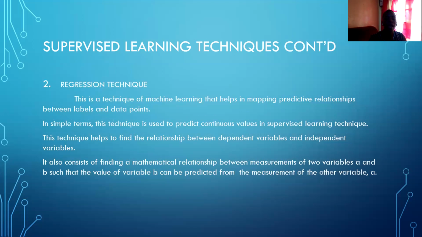This technique helps to find the relationship between dependent variables and independent variables, whereby the dependent variables are the output and the independent variables are the input. It also consists of finding a mathematical relationship between the measurements of two variables A and B, so that the value of variable B can be predicted from the measurement of variable A.